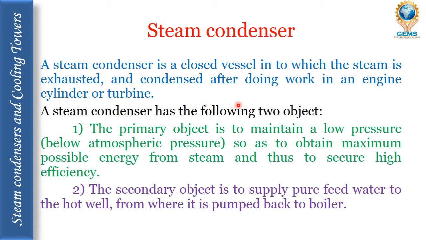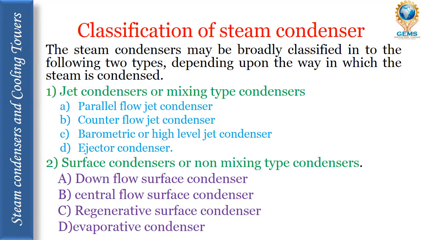A steam condenser has the following two objects. The primary object is to maintain a low pressure, that is, below atmospheric pressure, so as to obtain the maximum possible energy from steam and thus to secure high efficiency. The secondary object is to supply pure feed water to the hot well, from where it is pumped back to the boiler.